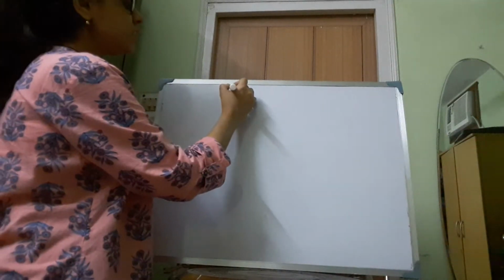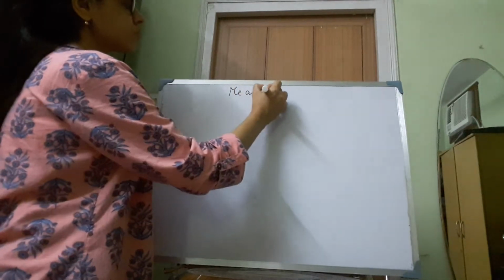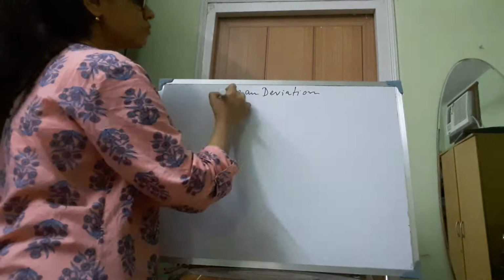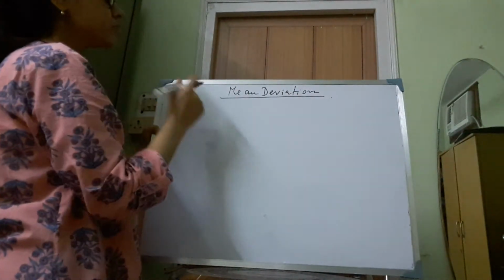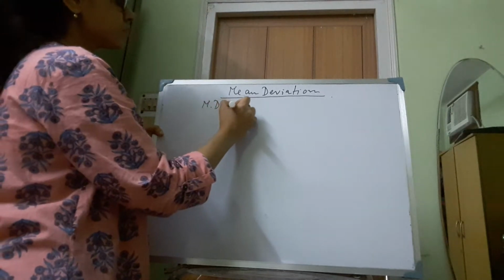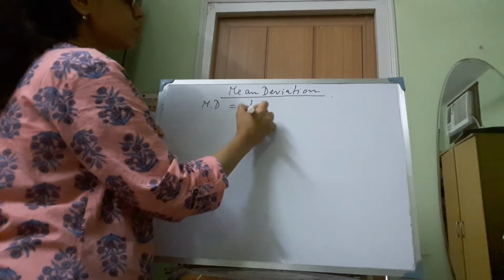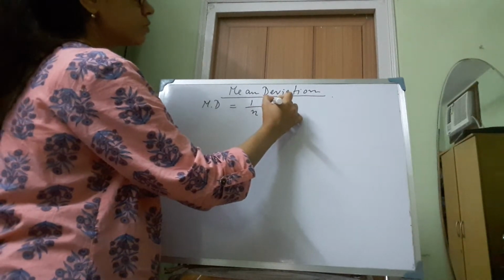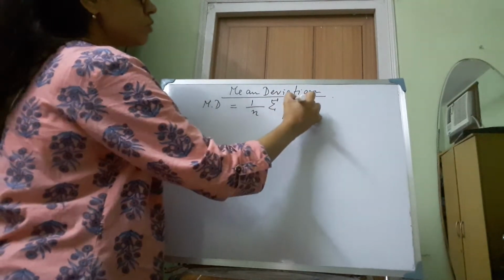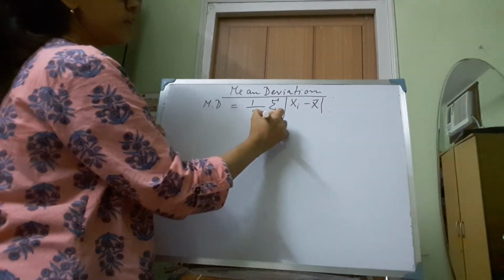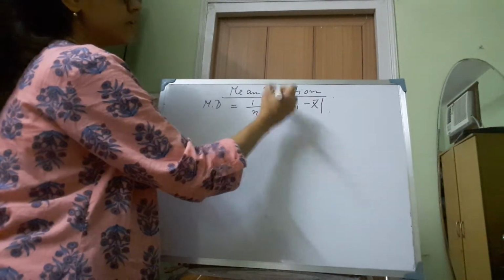Next we measure the mean deviation. The formula for mean deviation is 1 by n summation of mod of xi minus x bar, where i is from 1 to n.